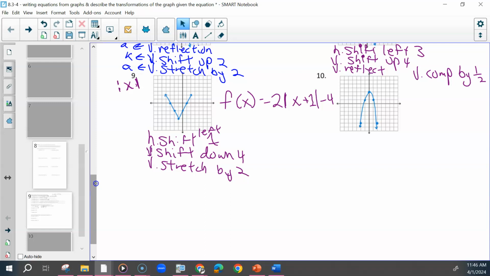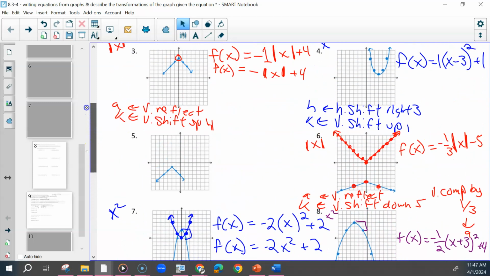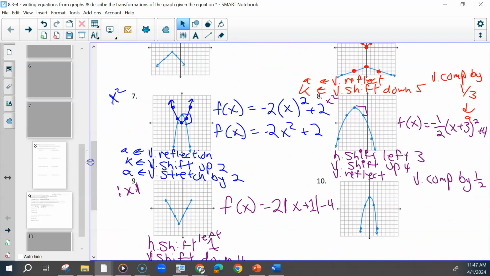Okay. I want you to try, I think there were 2 that we didn't do, or maybe it was just 1, 10. I want you to find the function of that, and then after you do that, raise your hand and I'll come check it.